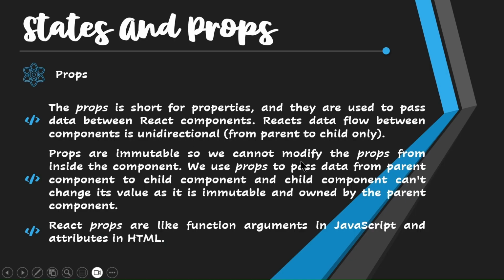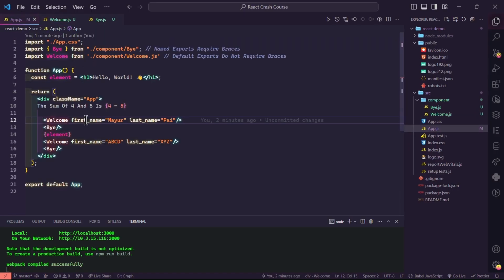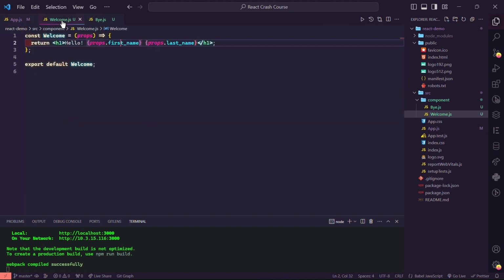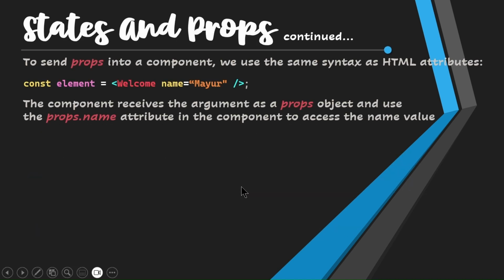Okay, so we use props to pass data from parent component to child component, and the child component cannot change its value as it is immutable, right? Because the owner of the property is your parent. Here your app component is holding the property names, right? First name, last name. So you cannot change it in the welcome. You can just make use of those, is what it's trying to tell you. So as told earlier, it is just like your functional arguments in JavaScript, right? So this is one thing.